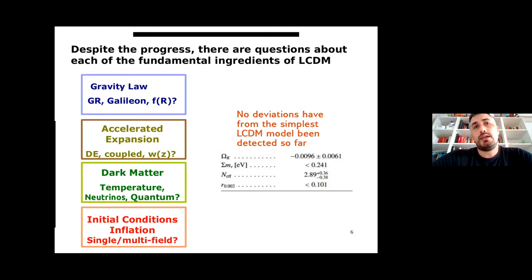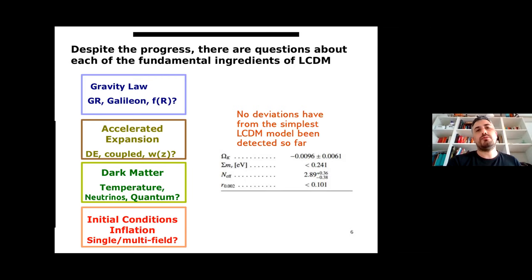Similarly for dark matter, we know it should be roughly collisionless and cold, but we still don't know exactly what the temperature should be, or whether there could be quantum effects on macrophysical, astrophysical scales, or we have not pinned down exactly the contribution of neutrinos to the dark matter. And finally, for inflation, there are also many fundamental open questions about the properties of the field that drove this inflation.